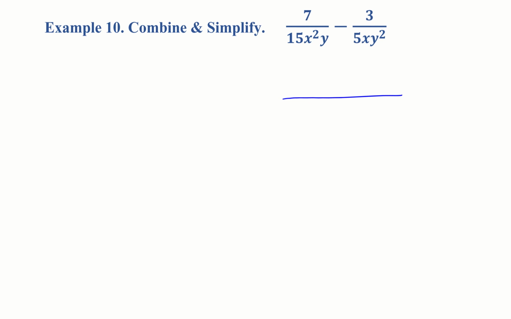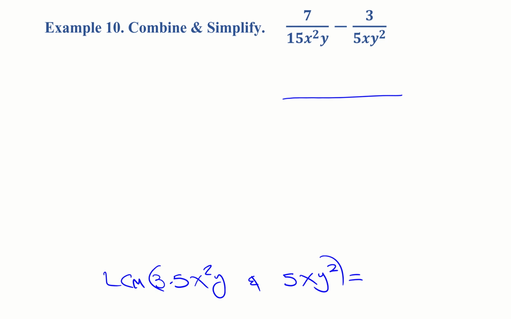Okay, so we need to find the LCM of these two expressions. Basically, 15 I'm going to write as 3 times 5, x squared y, and the other expression is 5x y squared. So we need the LCM of those two expressions, right? So notice, we know the procedure: multiply the highest power of all factors.